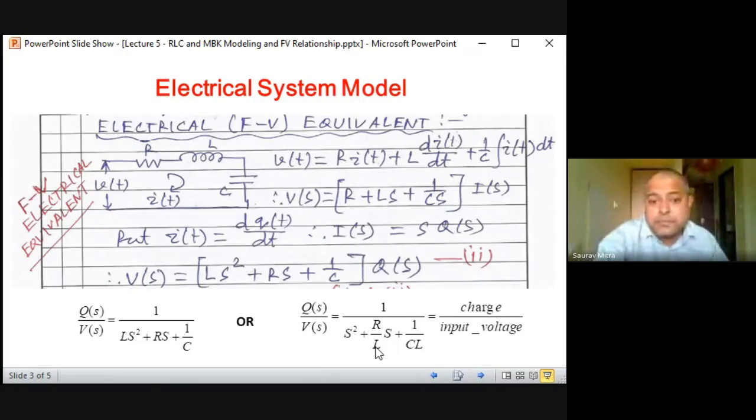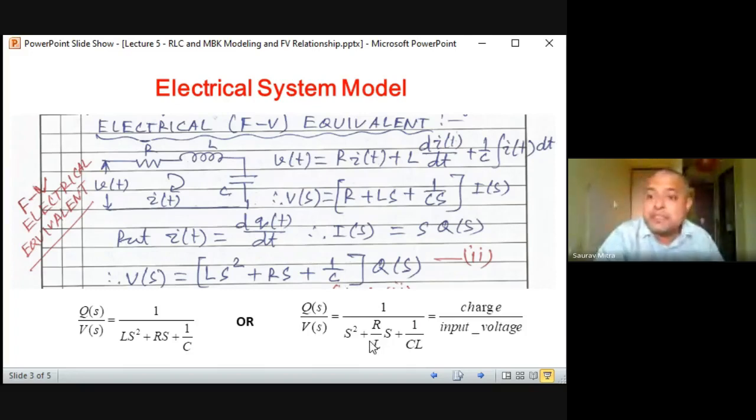So what is the characteristic equation? The characteristic equation will be S square plus R by L into S plus 1 by LC equal to 0. S square plus R by L into S plus 1 by LC equal to 0. So this is going to be the characteristic equation of a second order system, a second order electrical system.